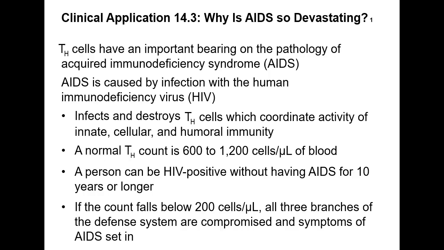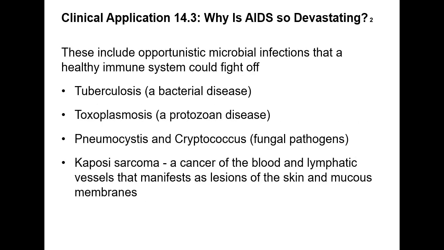So people can have HIV for years before they actually have AIDS. AIDS is acquired from having HIV for a prolonged period of time, which again is doing damage to those helper T cells. So typically your helper T cell count should be between around 600 to 1200 cells per microliter of blood. If that count falls below 200 cells per microliter, at that point, all of your branches of your immune system are going to be compromised, and you're not going to be able to fight off normal microbial infections that a healthy immune system would be able to.